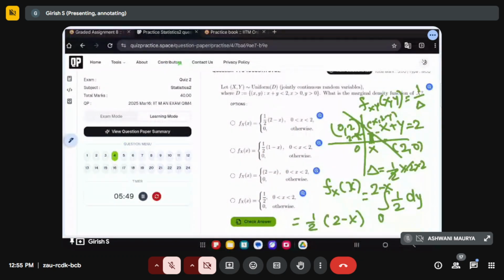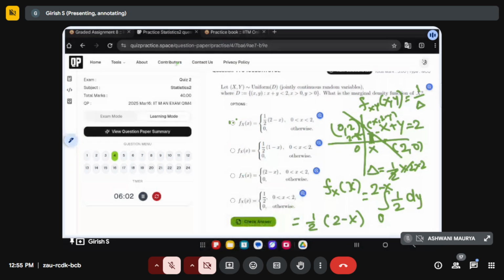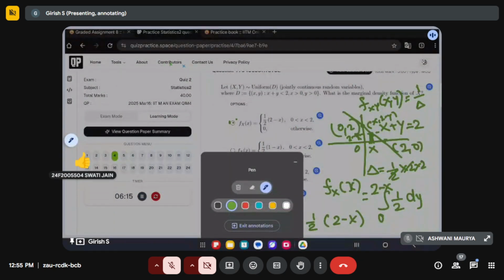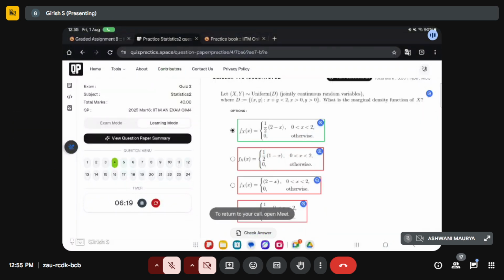So this one, where is this? This is your option one, I suppose. Let me check the answer. I have to exit this annotation to check it. Is this point clear? Or any doubts? Okay, I'll take it as no. So I'll just exit this annotation. So this is your answer. Yeah, that's correct.